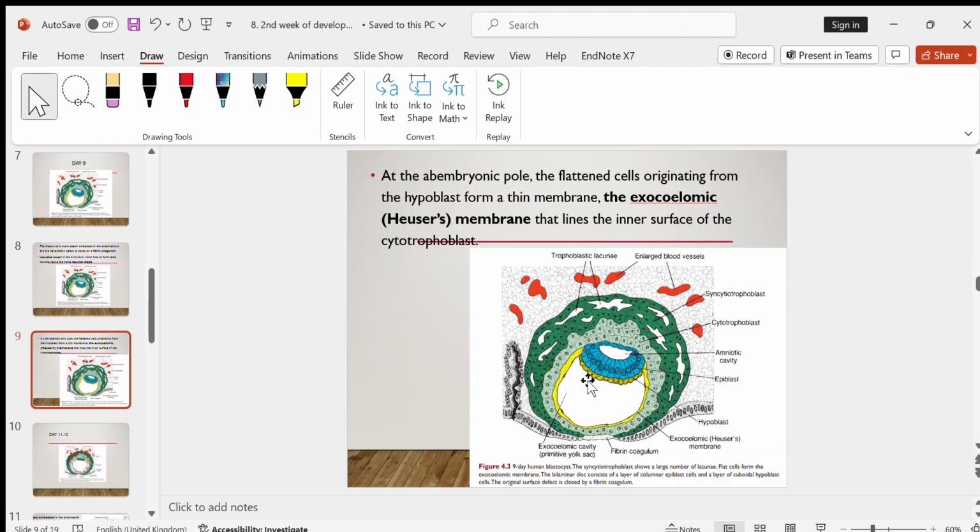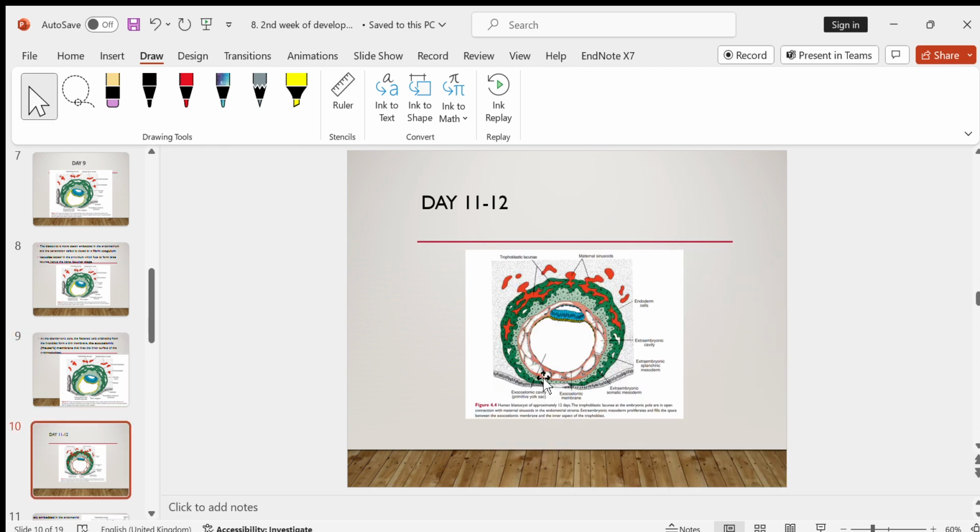Next, this hypoblast gives rise to a membrane. This yellowish structure is the hypoblast, which is a single layer of cuboidal cells. It gives rise to a membrane that is called Heuser's membrane or the exocoelomic membrane. And this yellowish membrane is Heuser's membrane, and it lines the inside of the cytotrophoblast.